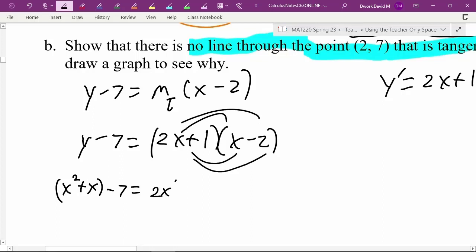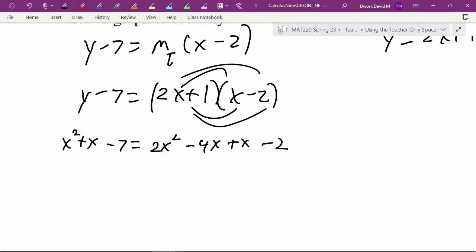So this would be 2x squared minus 4x. It's the same. Oh, it's a different point. So actually, may not be the exact same math. Let's see. So this would be plus x minus 2. And this parenthesis here isn't doing anything for us. So we know algebraically, we've got a quadratic. We want to get this thing equal to 0. So we're going to subtract everything to the other side.